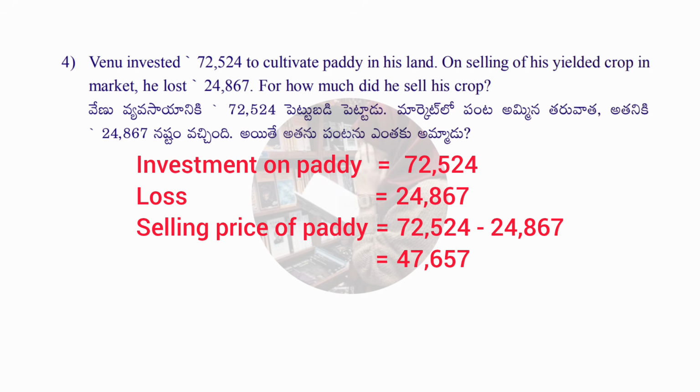Investment on paddy is 72,524. Loss is 24,867. Therefore, selling price of paddy is equal to 72,524 minus 24,867, which is equal to 47,657. So Venu sold his crop at 47,657, which is a huge loss.